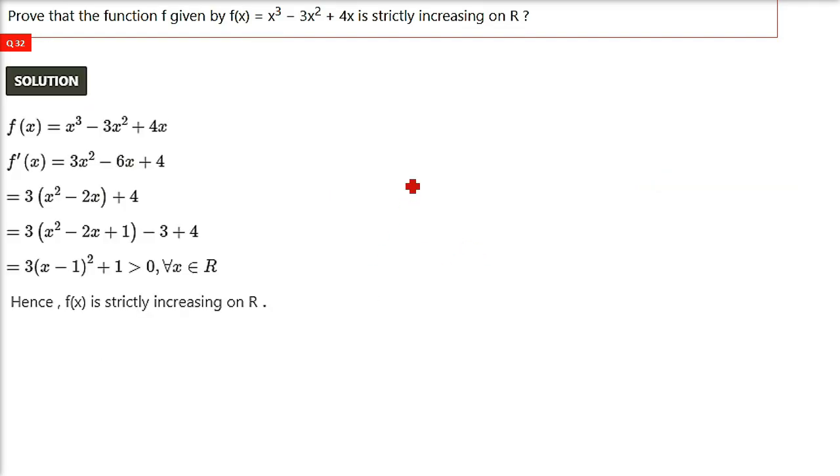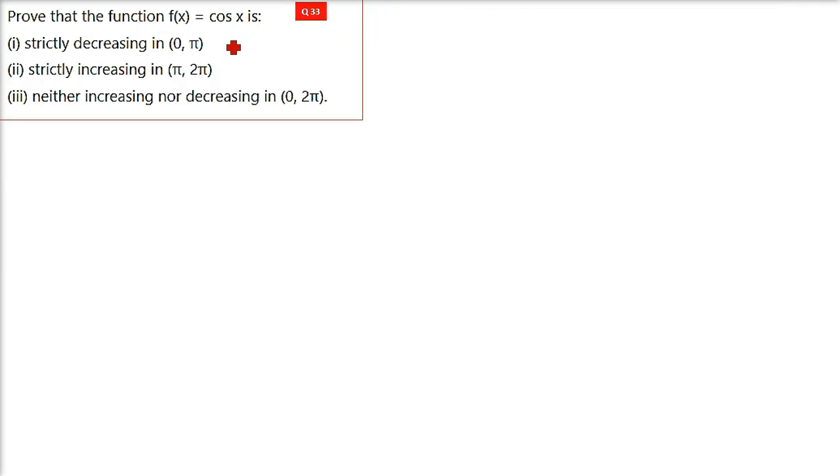Now how you are going to write about it? These are the ways you can write. Prove that the function f of x equals cos x is strictly decreasing in 0 to pi, strictly increasing in pi to 2 pi, and neither increasing nor decreasing in 0 to 2 pi. Whatever you have learned up till now, this question is also based on that.